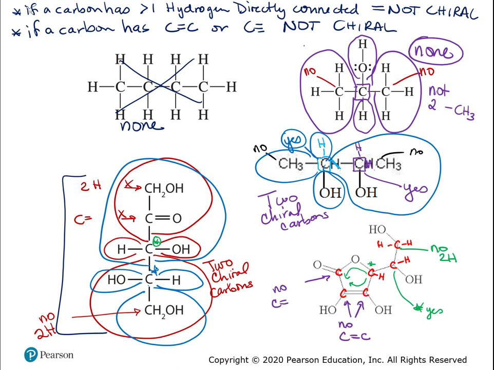But like I said, you'll see stuff that looks more like this. So it'll be four carbons, five carbons in a row, bonds sticking up and down, and you're just doing that comparison. You toss out anything with double bonds, toss out any carbons that have more than one hydrogen, and then just really do a comparison of the remaining.